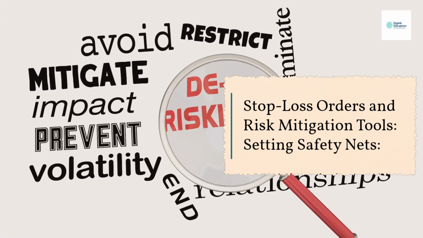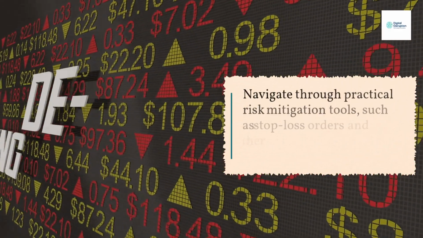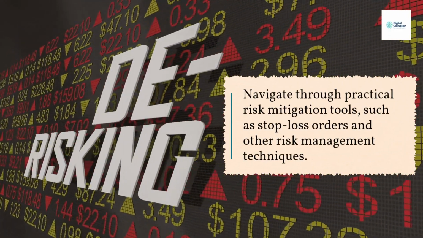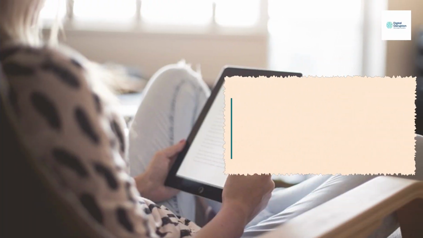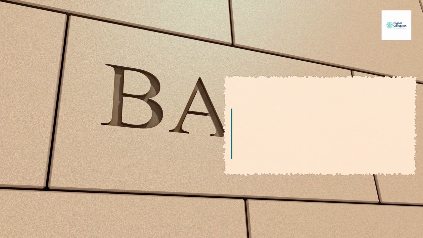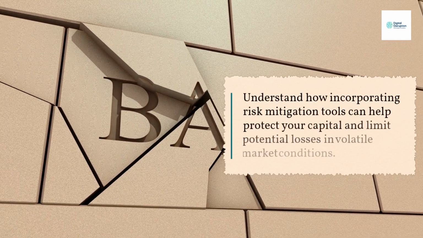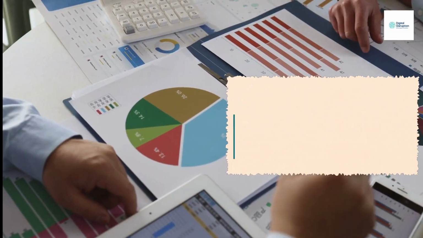Stop-loss orders and risk mitigation tools. Setting safety nets. Navigate through practical risk mitigation tools, such as stop-loss orders and other risk management techniques. Explore how these tools act as safety nets, automatically triggering sell orders when investments reach predefined price levels. Understand how incorporating risk mitigation tools can help protect your capital and limit potential losses in volatile market conditions.